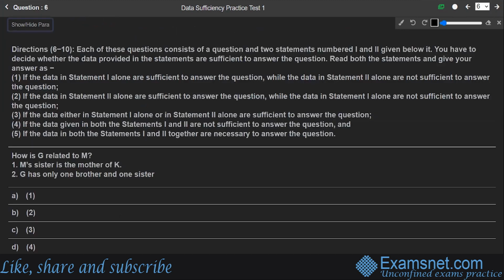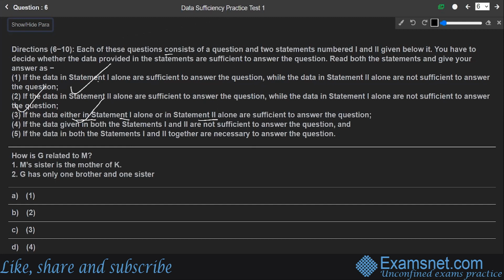Now we have to see the questions and we have to see the statements. What are the statements given? Each of these questions consists of the same. Now there will be a different way of answering the question. Now what is the first one? Option 1 and option 2 are the same. If data in statement 1 alone is sufficient to answer but statement 2 is not sufficient to answer, then we hit option 1. If data in statement 2 alone is sufficient but statement 1 alone is not sufficient, then we hit option 2. If data in either statement 1 or statement 2 alone is sufficient, that is also the same option. Data is sufficient in any of them.